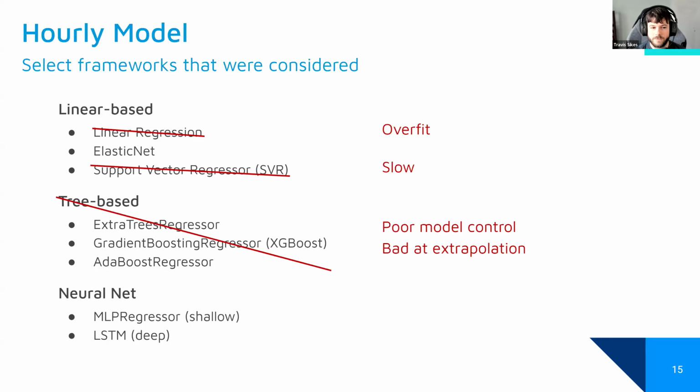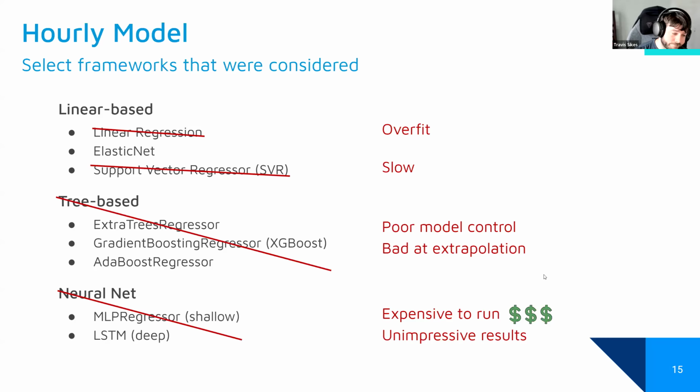The tree-based methods were failing quite miserably in this regard. Finally, we actually knocked out all of the neural net methods, which might come as a surprise to many. The reason for this is because we found that they were quite expensive to run, in terms of runtime, but ultimately runtime turns into dollars and how much it costs to run these models. And oddly enough, the results were not all that impressive.